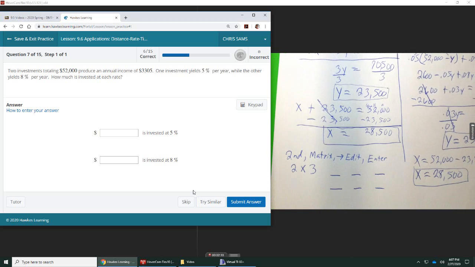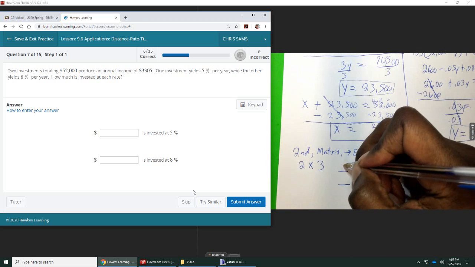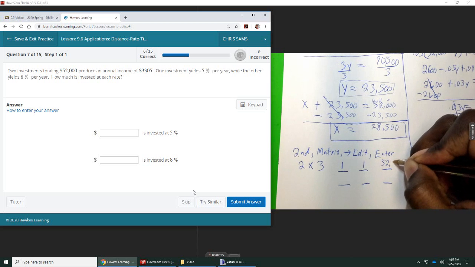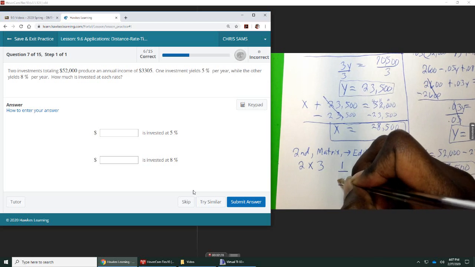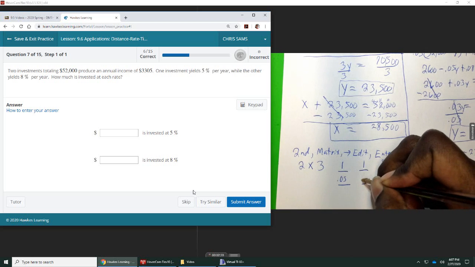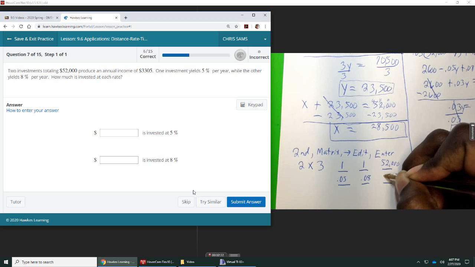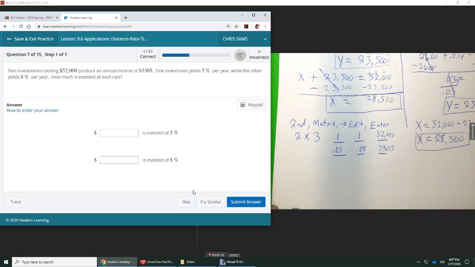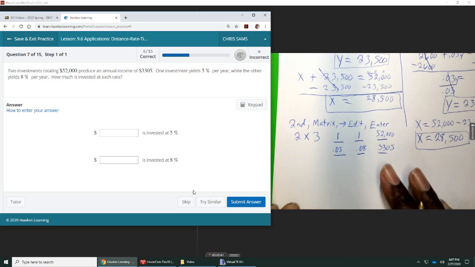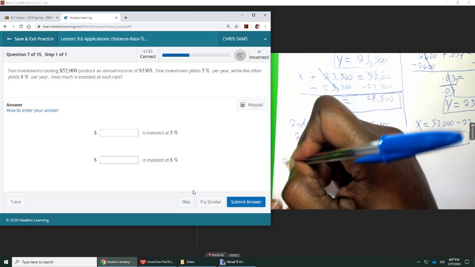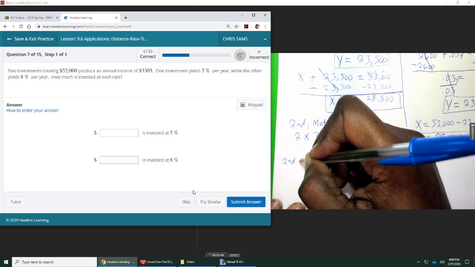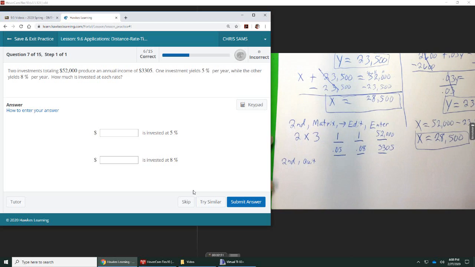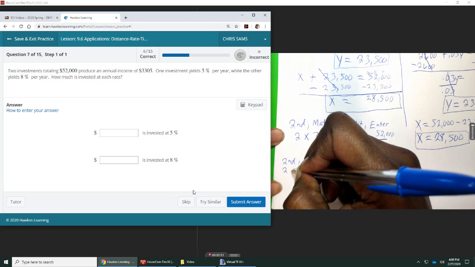Okay. So in the matrix, we're going to be inputting 1, 1, and then 52,000. And then on the second row, 0.05, and then 0.08, and then 3305. Once you get all of this in, we're going to go second and then quit to back out. All right, then we're going to do second matrix again.